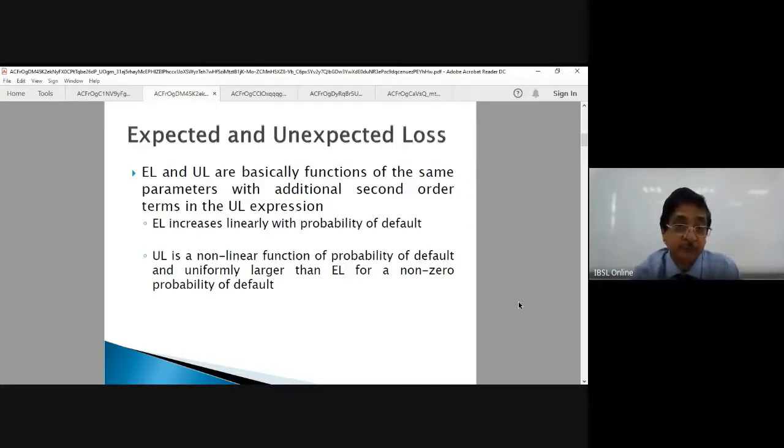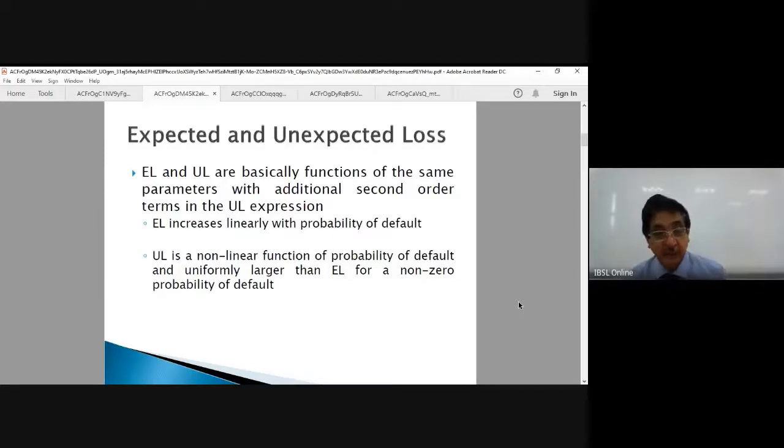Therefore, when the probability of default changes by a very small fraction, there will be a very high change in the unexpected loss. So that is why we call it not a linear function.